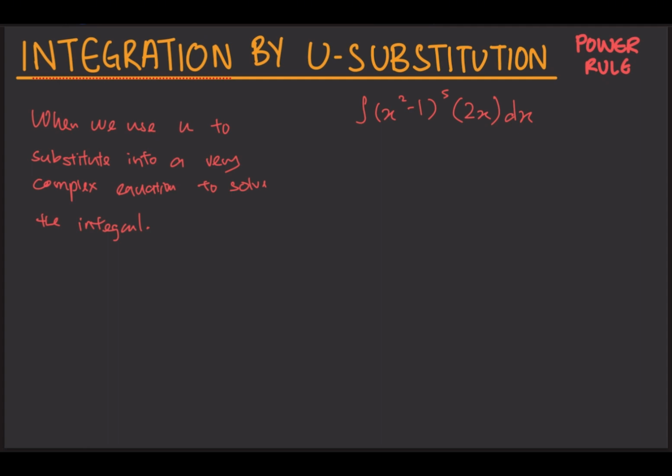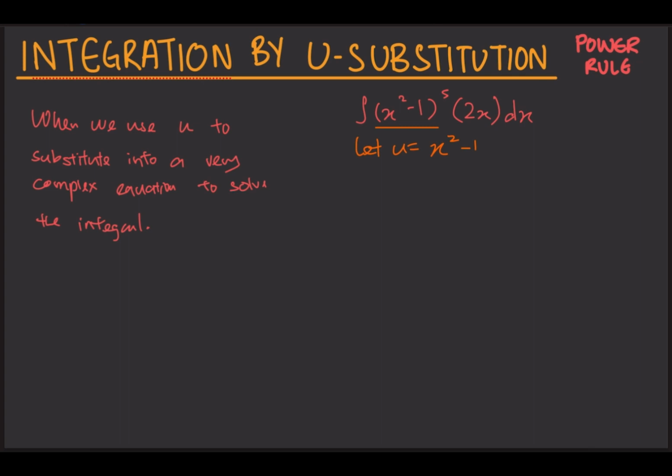Example, alright, let's say we have the integral of x squared minus 1 power 5 multiplied by 2x dx. If we use the typical power rule, wouldn't it be quite challenging to solve? Now, what we have here is a very powerful tool, integration by U-substitution. We see that the very hairy part of the equation is x squared minus 1 with the power 5. So what we do is we let U equal x squared minus 1, this part, right?